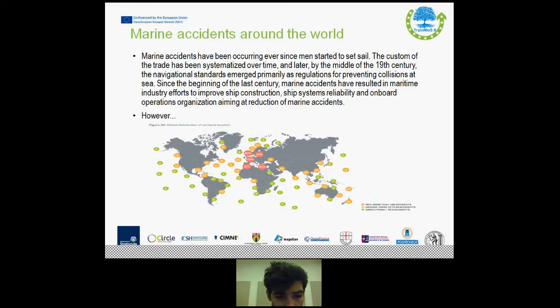However, as we see in the following picture, where the global distribution of accidents is presented, around the Earth still many ship accidents and ship casualties occur. Especially, as we see, with the red node, there are areas with more than 100 accidents. With the orange node, we have areas with from 10 to 19 accidents. And finally, with the green nodes, we have areas with 1 to 9 accidents.